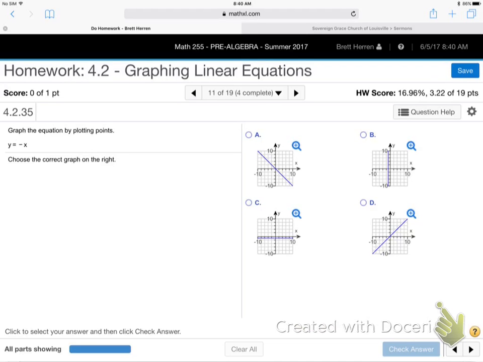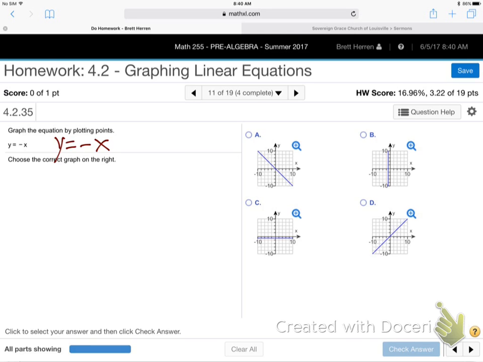So here's number 11. And they're giving me y equals minus x. They want me to take that and graph it. Now this time they're not giving me any numbers. No numbers. So what am I going to do?